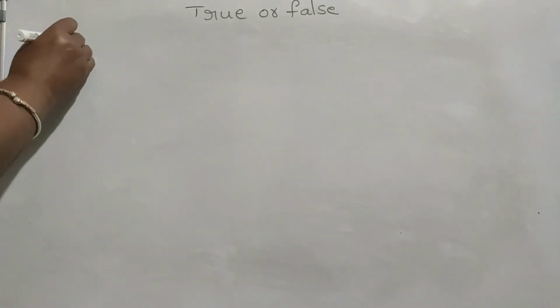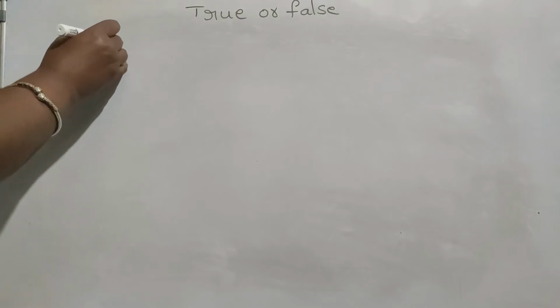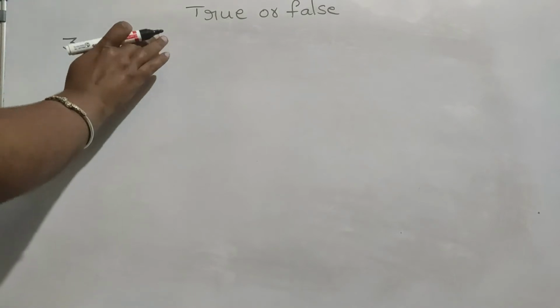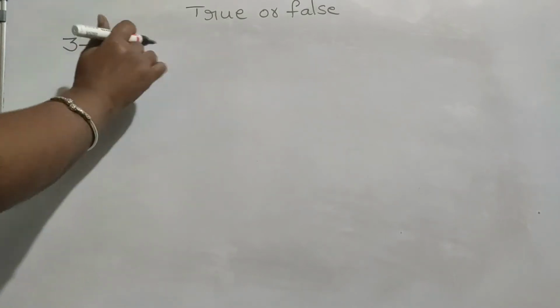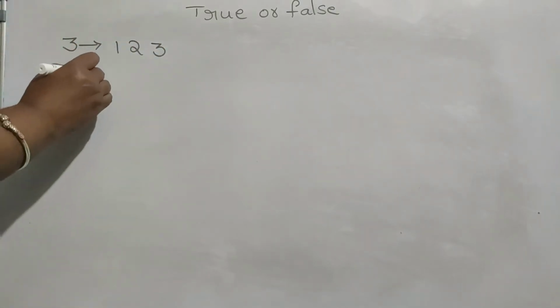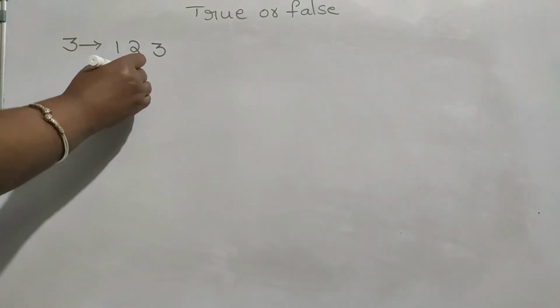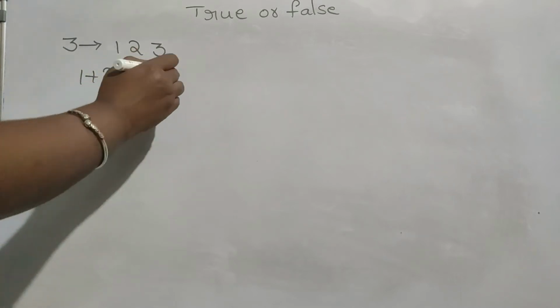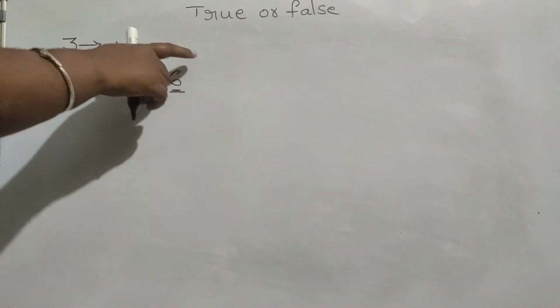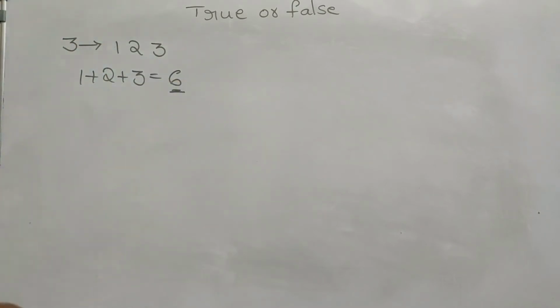As per the 3 division rule, if the sum of all the digits of a number is divisible by 3, then the complete number is divisible by 3. Example, if I have 123, 1 plus 2 plus 3 is 6. If 6 is divisible by 3, the complete number is divisible by 3. This is the 3 division rule.